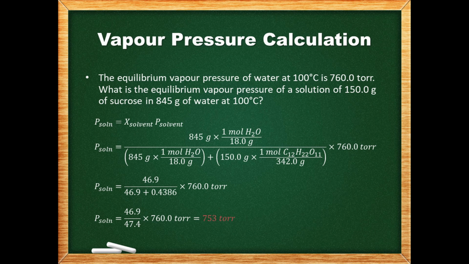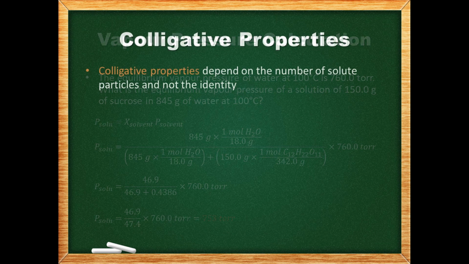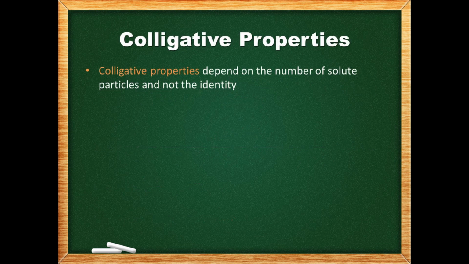Solute particles take up space on the surface of the solution, meaning that there are less sites for the water molecules to evaporate from. Fewer water molecules are able to enter the vapor phase, resulting in a lower vapor pressure of the solution. Keep in mind, this is all assuming that the solute is non-volatile. Colligative properties are the properties of a solvent that are changed by adding a solute. They depend on the number of solute particles and not the identity.